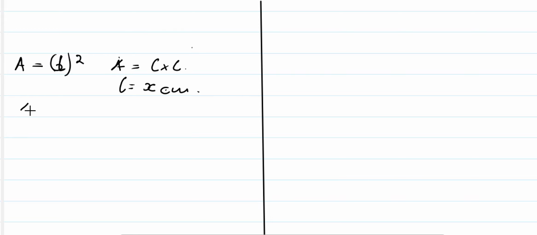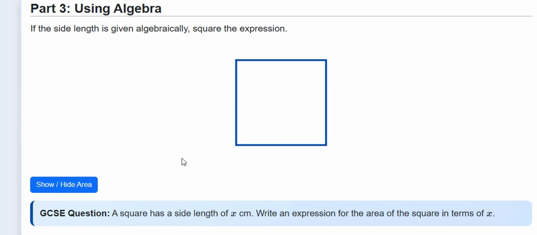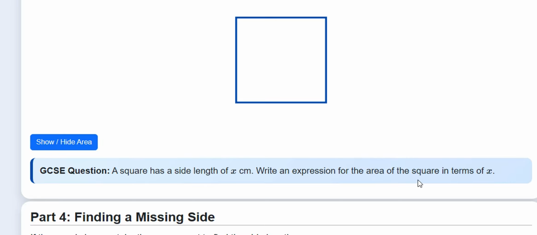So the area will be x centimeters multiplied by x centimeters, because area is length multiplied by length, or length squared. So x by x is x squared, then centimeter multiplied by centimeter will be centimeter squared. So the area of the square will be x squared centimeter squared. And that's how we write the area in terms of x.